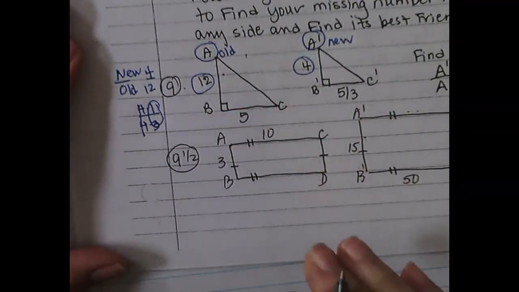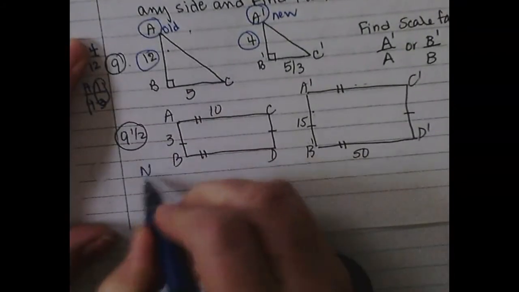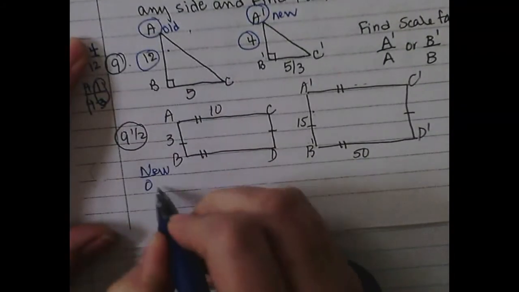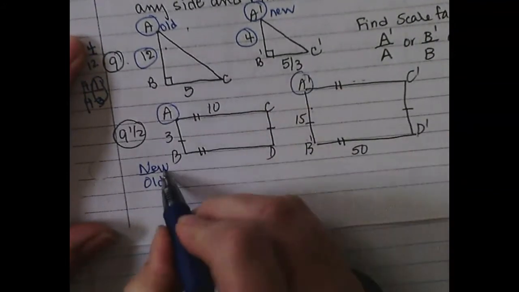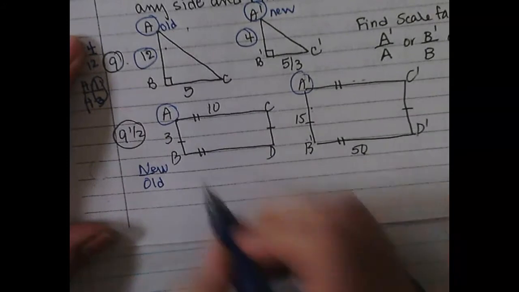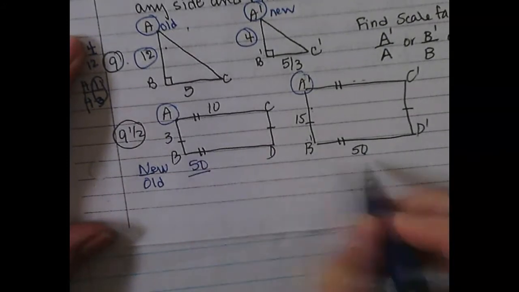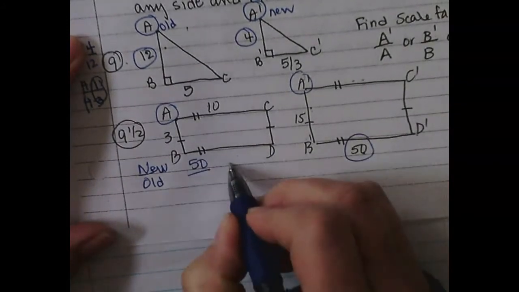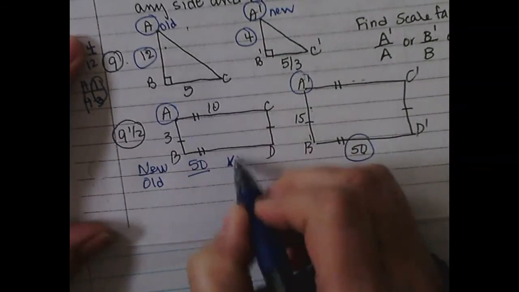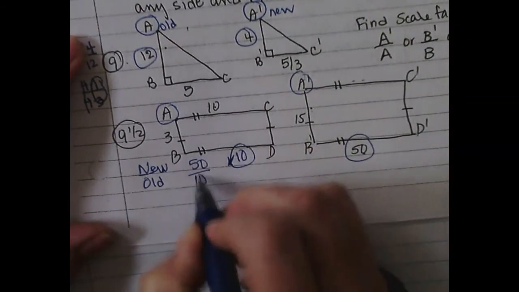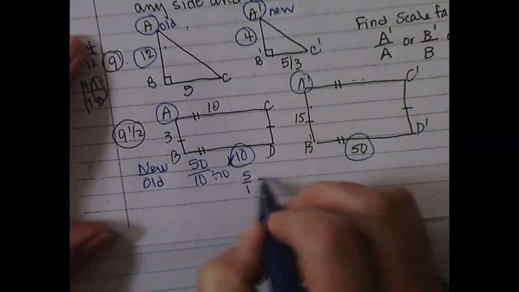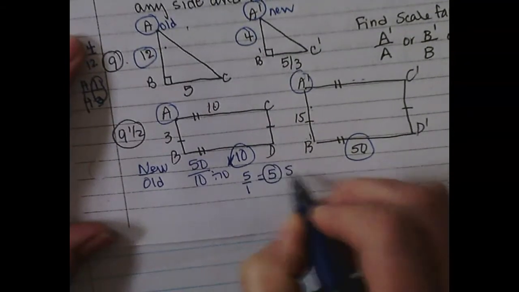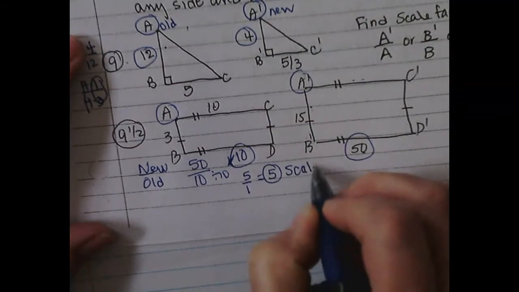Let's look at question 9.5. I know I can't count, right? What's the formula? You don't know, huh? New over old. Here's A. Here's A prime. I need a new number. Sure, 50. Who is 50's best friend? It's right here. Who is that number? I think that's 10. What's 50 divided by 10? Wouldn't you divide by 10 and get 5 over 1, which is 5? 5 is the scale factor.